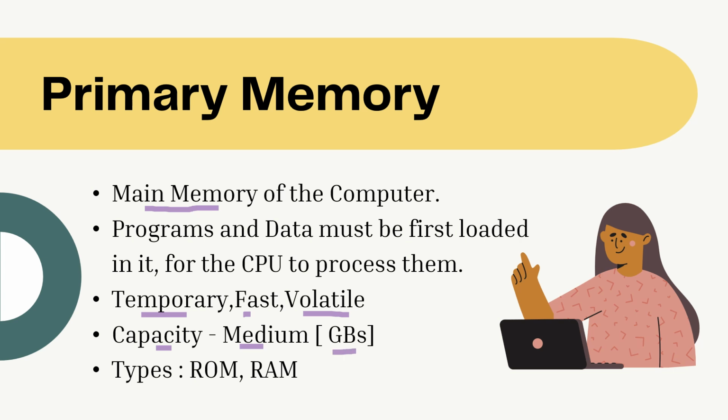Under the primary memory, there are two types of memory: the ROM and the RAM. ROM means read-only memory, and RAM means random access memory. ROM is a permanent and non-volatile memory. Non-volatile memory means the data will not be lost even when the power is turned off. Whereas RAM, or random access memory, is a temporary and volatile memory. So this is all about the primary memory.